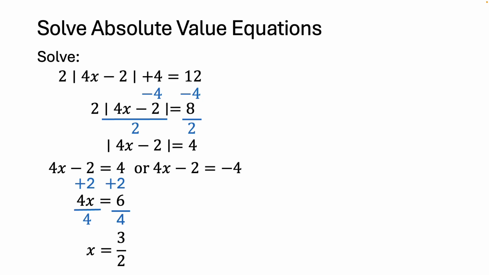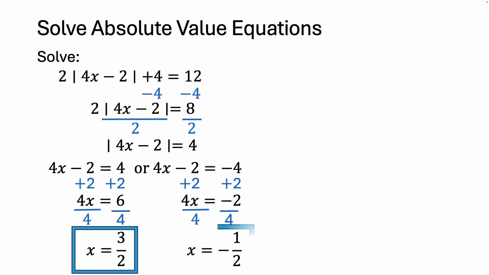Now let's go ahead and solve the second equation, 4x minus 2 equals -4. Once again, we would add 2 to both sides. That would leave us with 4x equals -2. Dividing both sides by 4, we get x equals -1/2 after we reduce our answer. I'll leave it to you to check, but x equals 3/2 and x equals -1/2 are in fact the solutions to this equation.